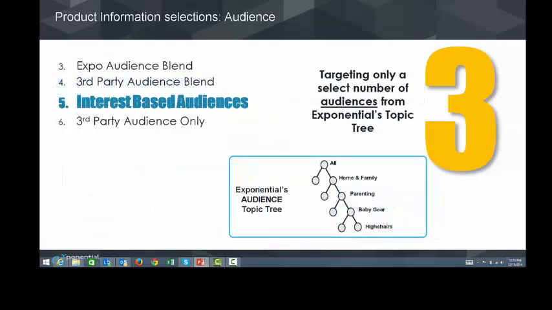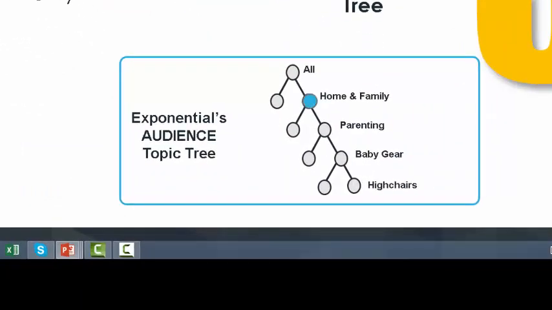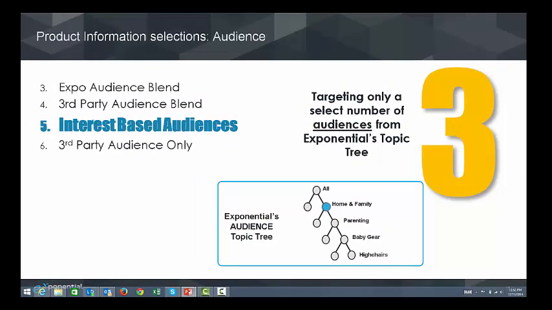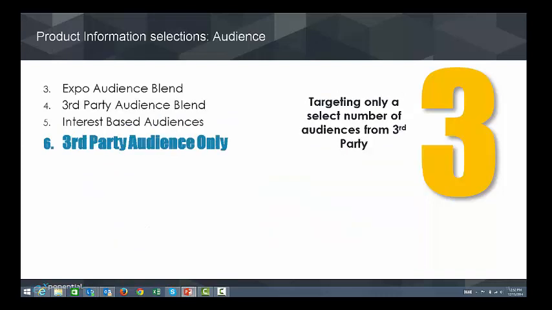Interest-based audiences is targeting an audience subset from Exponential's topic tree. For example, this is targeting only users who have the home and family attributes. This is for a client who's more focused on a specific audience and is typically a branding solution. Again, you won't want to limit access to these already smaller predefined populations of users, so all sites is best practice for inventory.